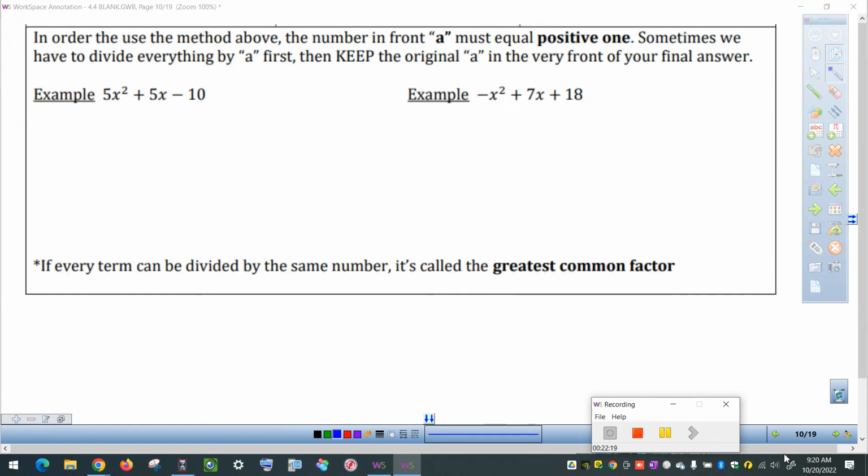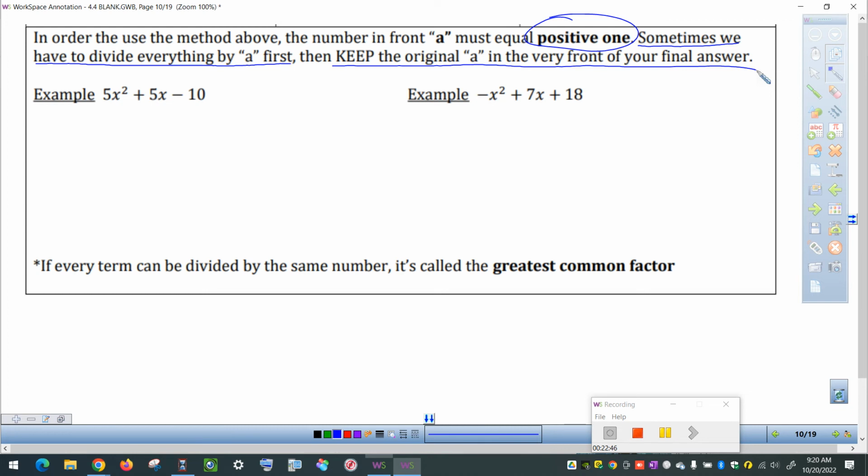Now here's the thing we need to know about that method we just learned. In order for us to use that method, the number out in the very front, the a value, has to be +1. Sometimes there's a different number in front. And so let's take a look at this sentence. Sometimes we have to divide everything first by a. And what we do is we keep that original a in the very front of our final answer. So it's like a number out in the front of two parentheses. So here's what that looks like.